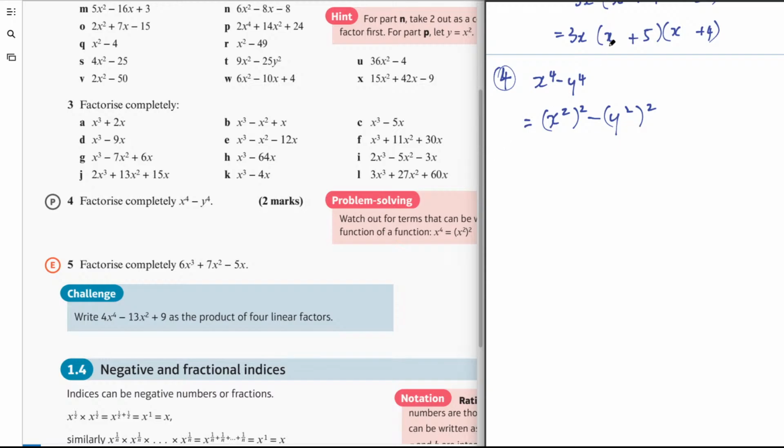Difference of two squares, exactly. And then when you have the difference of two squares, you can write this as the first term plus the second term, and then the first term take the second term. And you'll notice that expands out to this. X to the power 4 take y to the power 4. And actually, you could even factorize this further. We can't do anything with this x squared plus y squared, but we also have the difference of squares here too. So we could do x plus y, x take y to factorize it completely. Okay.